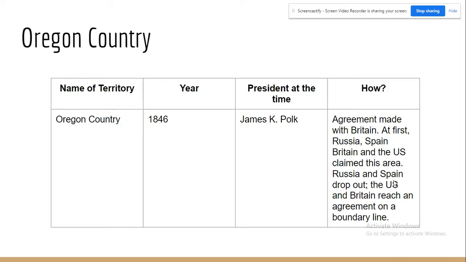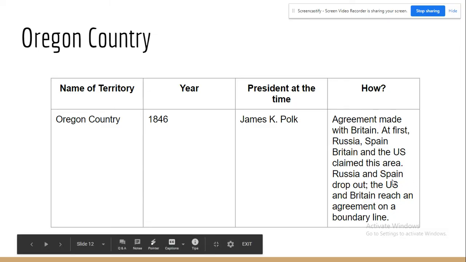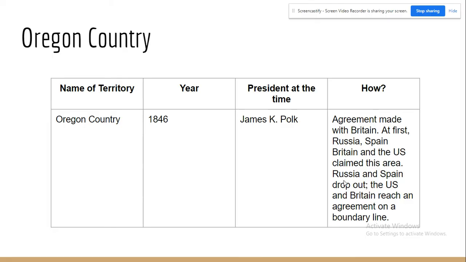Remember, Spain loses all of those Latin American colonies, and at one time had basically controlled much of the western portion of the United States, even all the way up into areas of modern day Oregon and Washington state. But as Spain loses those colonies, they also lose that area. Russia drops out too. Again, they're kind of on the other side of the world at this time, and they don't really have a very strong claim to the area.